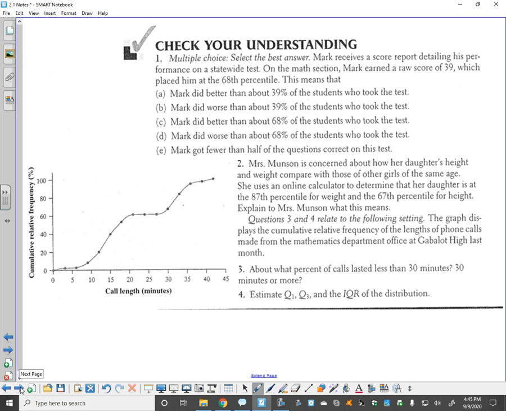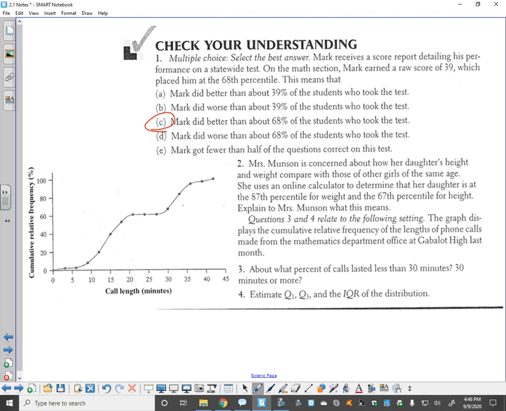Check your understanding. This is multiple choice. So tell you what, pause this, read, and if you can see it better on your Chromebook, that's awesome. But pause this, answer these questions, and then hit play and see if you get them right. Mark received a score report detailing his performance on a statewide test. On the math section, Mark earned a raw score of a 39, which placed him at the 68th percentile. This means that he did better than about 68% of the students who took the test.